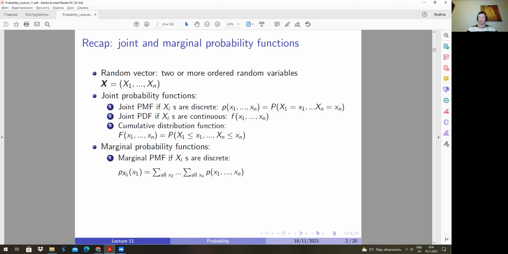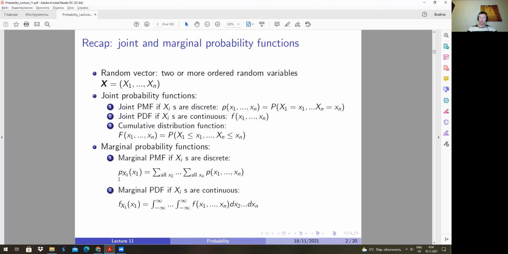So for the probability mass function, when x is discrete, we define this marginal probability function as the summation of the joint probability mass function over all other random variable values. So all x2, all x3, all x4, and so on till all xn for the first random variable. So that's how we define the marginal PMF, and I hope you remember the examples that we used.